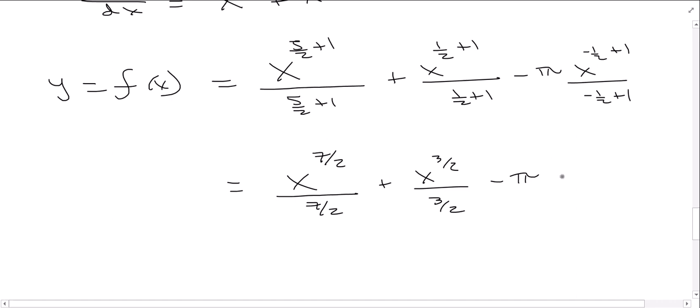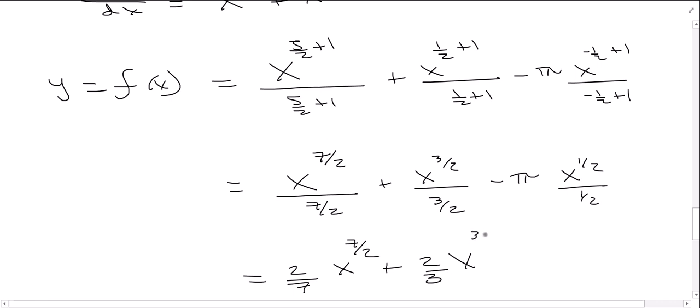And what does this become? x to the 1/2 over 1/2. Now dividing by a fraction is the same thing as multiplying by the reciprocal of that fraction. So dividing by 7/2 is really multiplying by 2 7ths. Dividing by 3/2 is the same thing as multiplying by 2/3. And then divided by 1/2 is really the same thing as multiplying by 2 over 1, so minus 2 pi square root of x. And what am I missing? Plus a constant, right? Plus c. Don't forget your plus c.